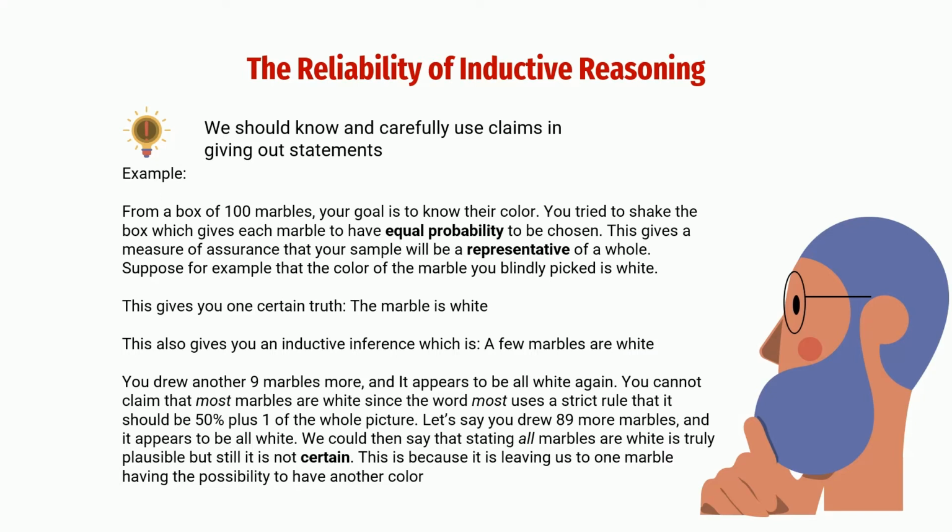You cannot claim that most marbles are white, since the word "most" uses a strict rule that it should be 50% plus 1 of the whole picture. Let's say you drew 89 more marbles, and it appears to be all white. We could then say that stating all marbles are white is truly plausible, but still it is not certain. This is because it leaves us with one marble having the possibility to have another color.